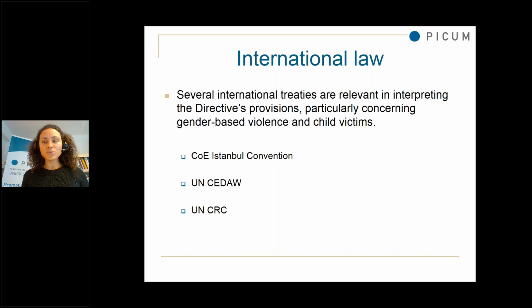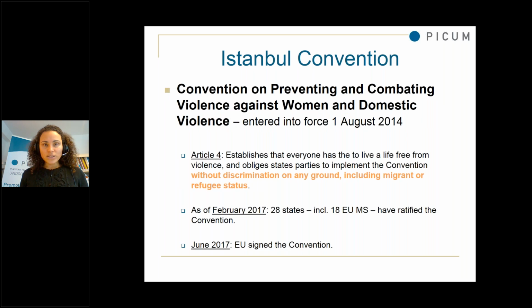So in considering these particular groups of victims, child victims and survivors of gender-based violence, I wanted to underscore the relevance of a number of international treaties that can give us some guidance in how we understand and interpret the relevant provisions. The first is the Council of Europe Istanbul Convention, the second is the UN Convention on the Elimination of All Forms of Discrimination Against Women, and the last is the UN Convention on Child Rights. The Istanbul Convention, as many of you may already be aware, is the Convention on Preventing and Combating Violence Against Women and Domestic Violence. It entered into force just a few years ago, in August 2014.